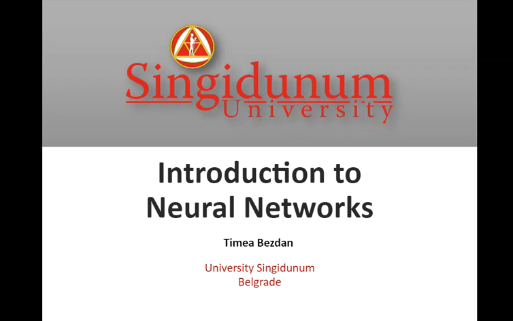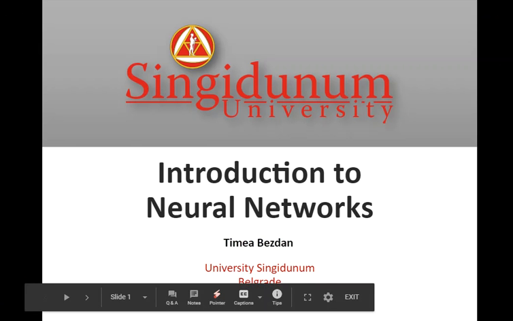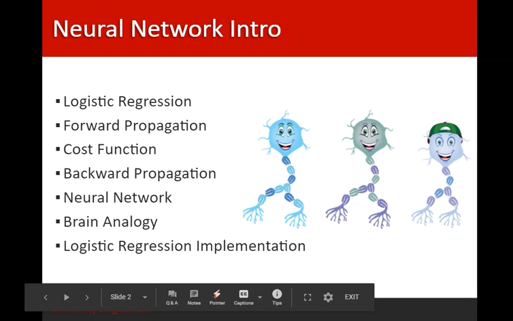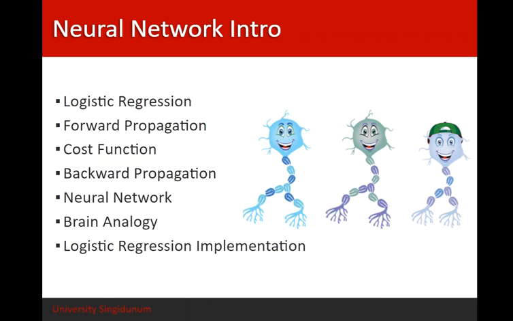So let me just switch my screen to the presentation, then we can dive into the content. We will look at what logistic regression is, what forward propagation is, what the cost function is and why it is important, then what backward propagation is, different types of neural networks, and I will also explain why it is called neural networks, so what is the analogy between the human brain and artificial neural networks. In the end of the presentation I will show you the actual implementation of logistic regression in Python.